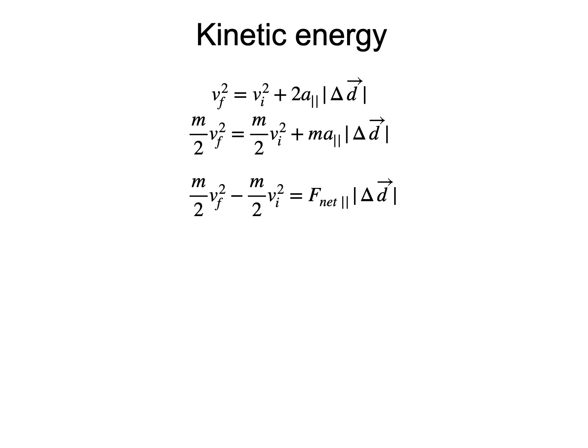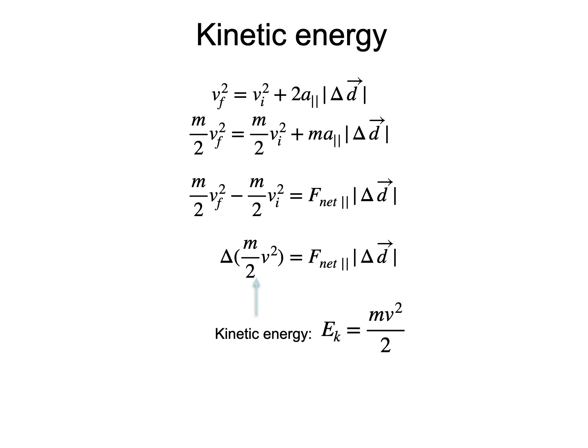Finally, noticing that the left-hand side of the equation is the change of the quantity mv squared over 2, we can write this expression. The expression inside the bracket on the left-hand side refers to what is called the kinetic energy of the object. We will use the variable named Ek for the kinetic energy. With this definition of the kinetic energy, we can reduce the kinematic equation to this expression.